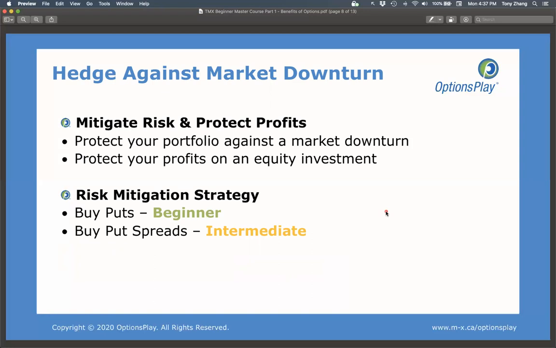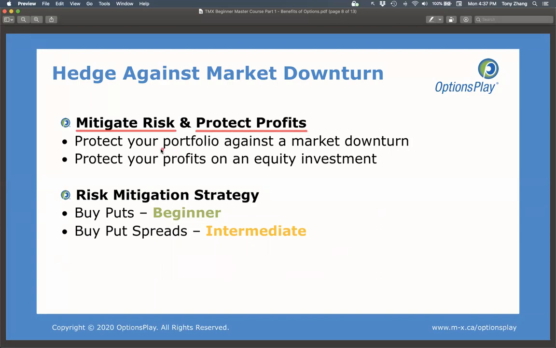Last week was a prime example of when you might want to utilize a hedging strategy or put on a protection trade. So this is a strategy that I will spend quite a bit of time on. We're going to spend a whole educational event on helping you understand how you can utilize options to mitigate risk and protect your profits in your portfolio.